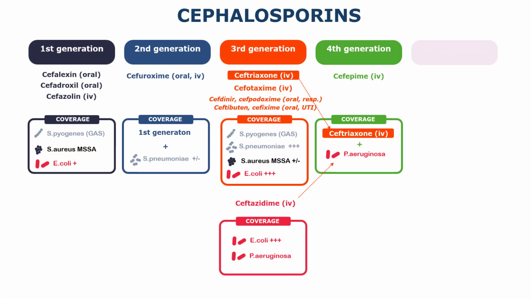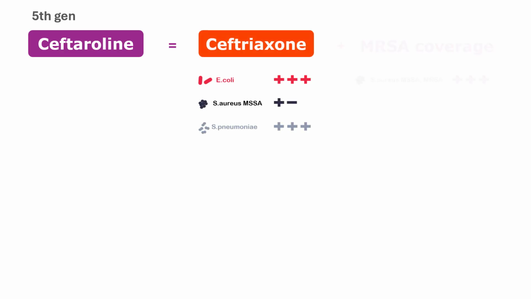The fifth generation is a very weird group, but all you need to know is that ceftaroline and ceftobiprole are the only beta-lactams for now that cover MRSA. Yes, MRSA. So, in simplest of terms, you can view them as ceftriaxone with MRSA coverage. We will talk more about them when we discuss staphylococcal infections specifically.